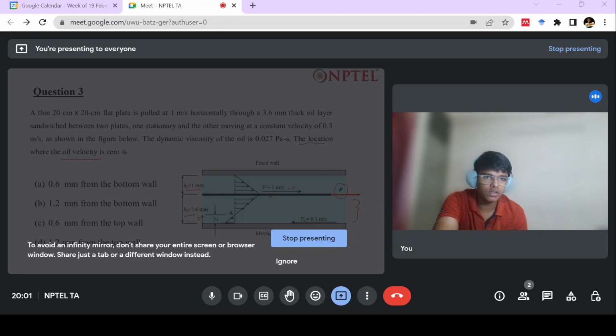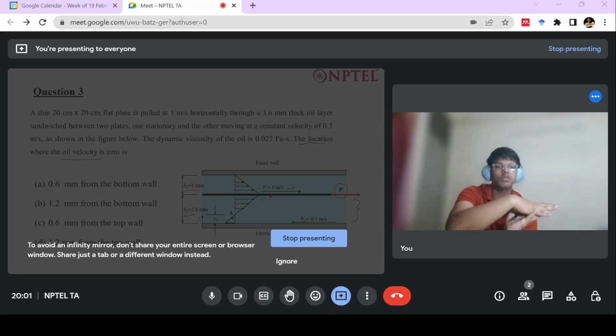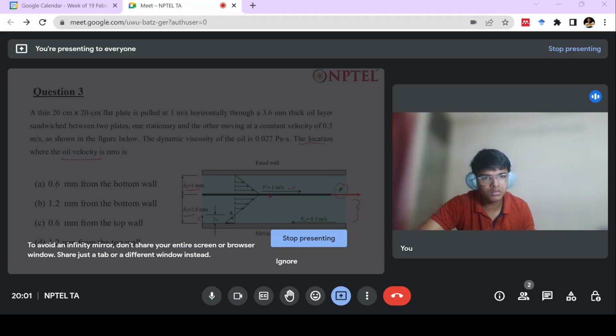So whatever fluid is adjacent to the plate will also move in that direction at 1 meter per second. Similarly, if we apply the no-slip condition at the bottom wall, which is moving in this direction at 0.3 meters per second, the fluid adjacent to the bottom wall will also move in that direction.